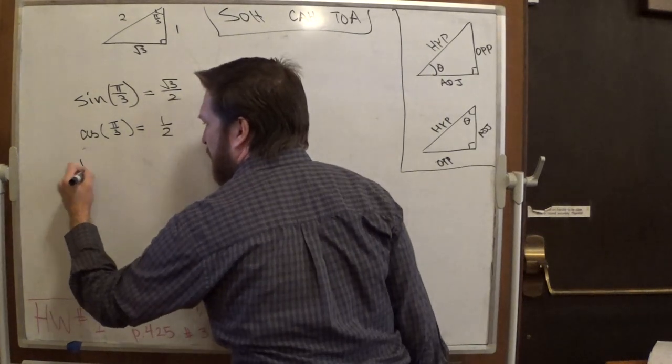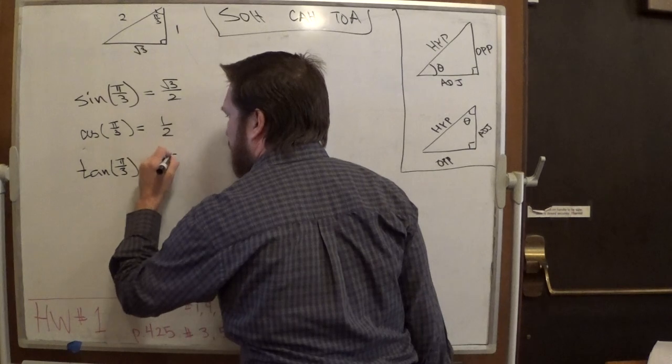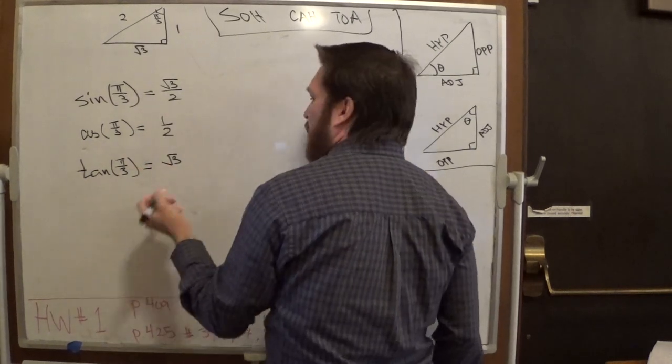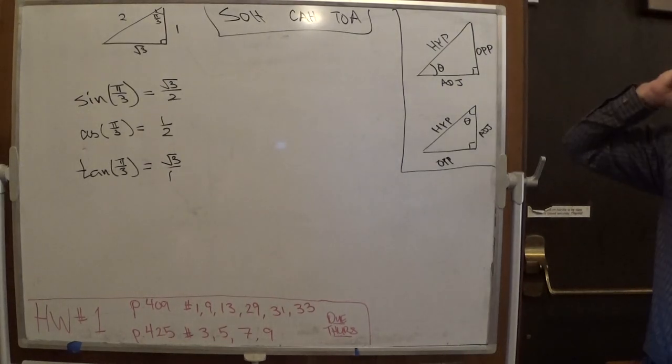So what's tangent pi over 3? Root 3 over 1. I could write over 1. I guess I'll do it. Yeah. Right, root 3 over 1. Or just root 3, right?